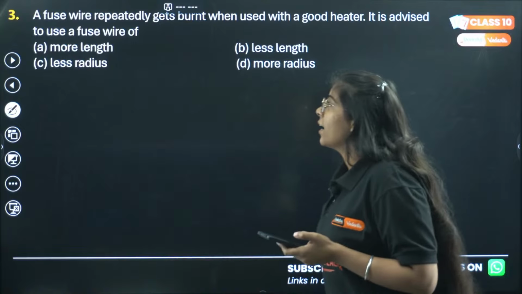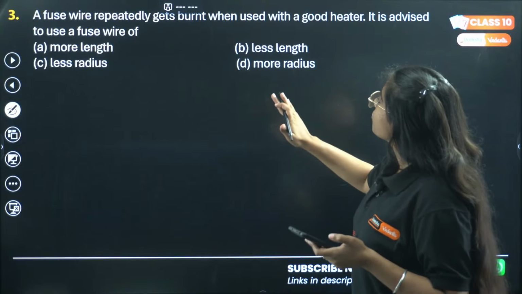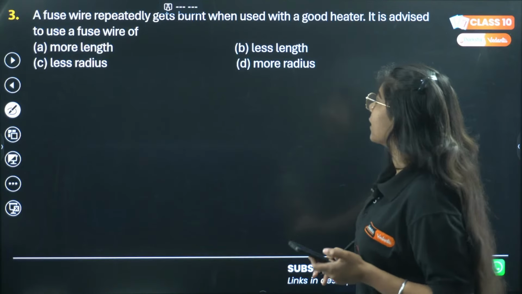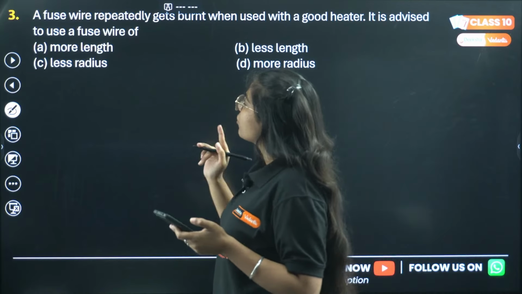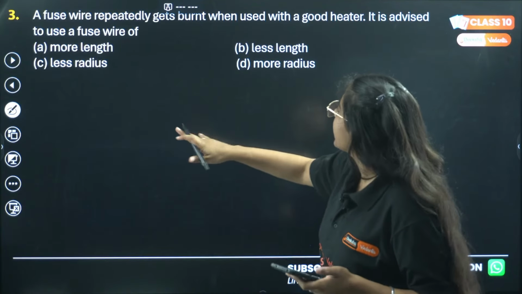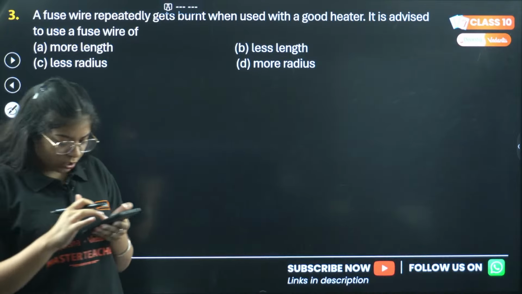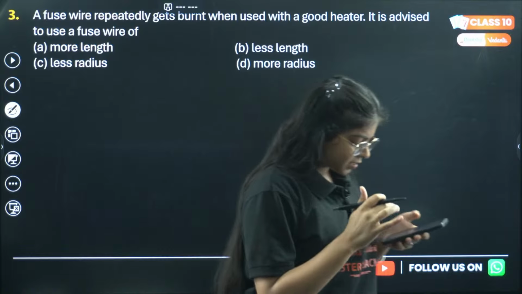A fuse wire repeatedly gets burnt when used with a good heater. It is advised to use a fuse wire of more length or less length, less radius or more radius. Give me the answer. Ma'am, shouldn't the ratio be 16:1 and 16 ohm?